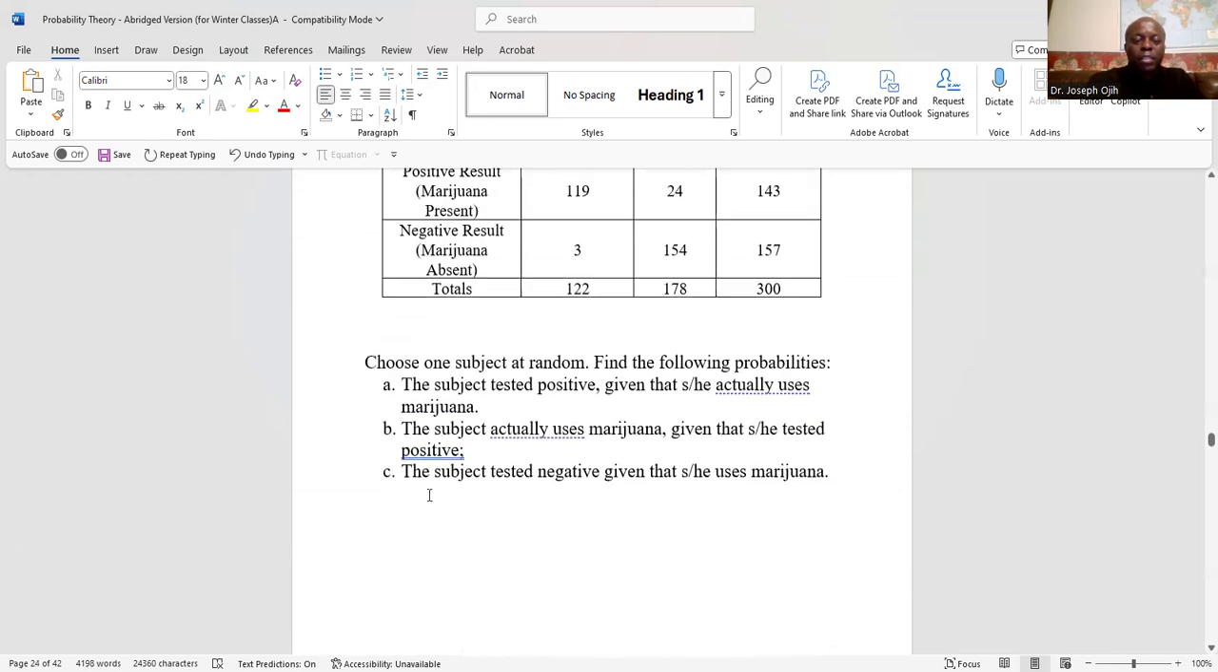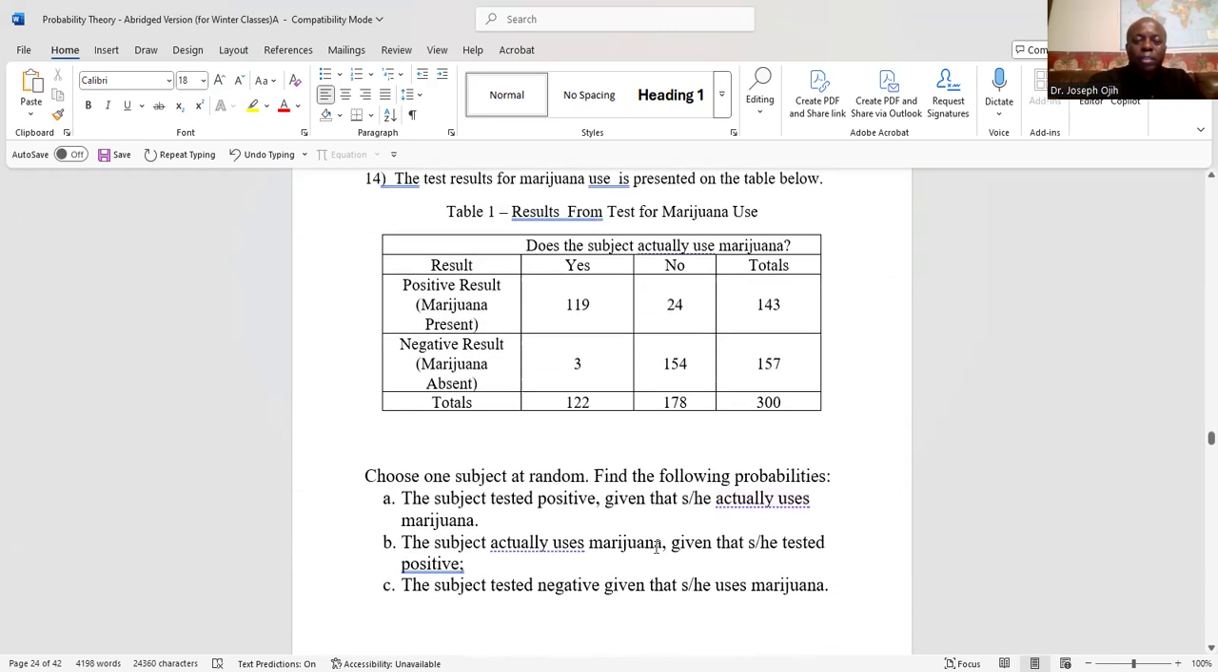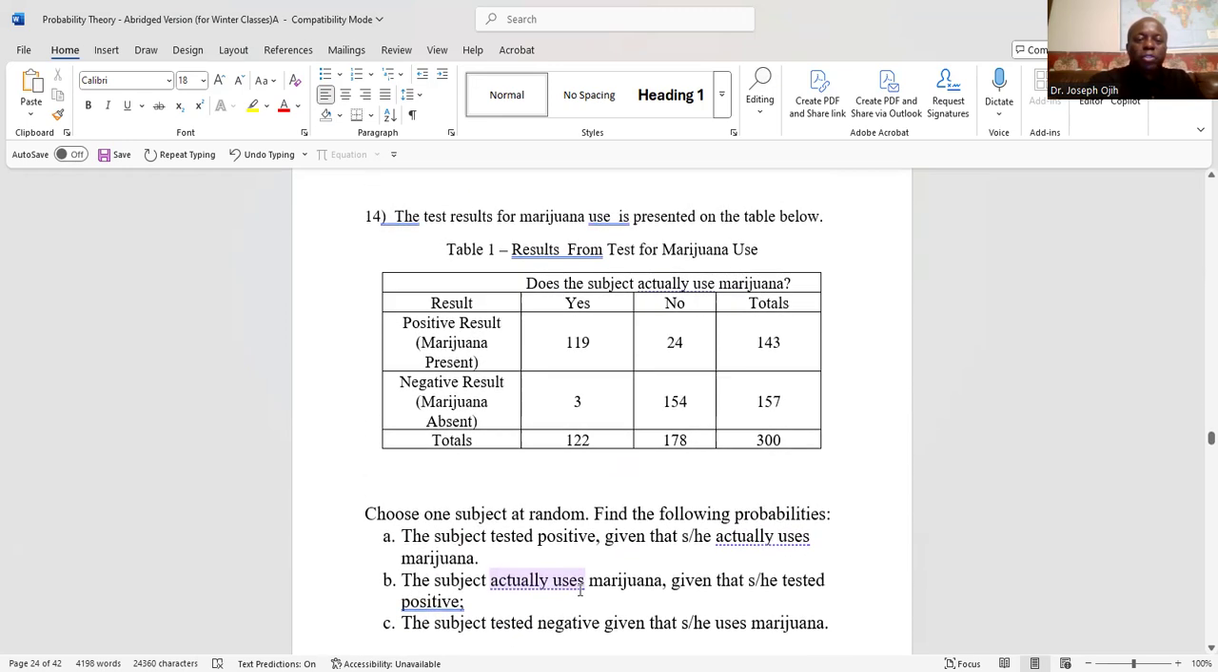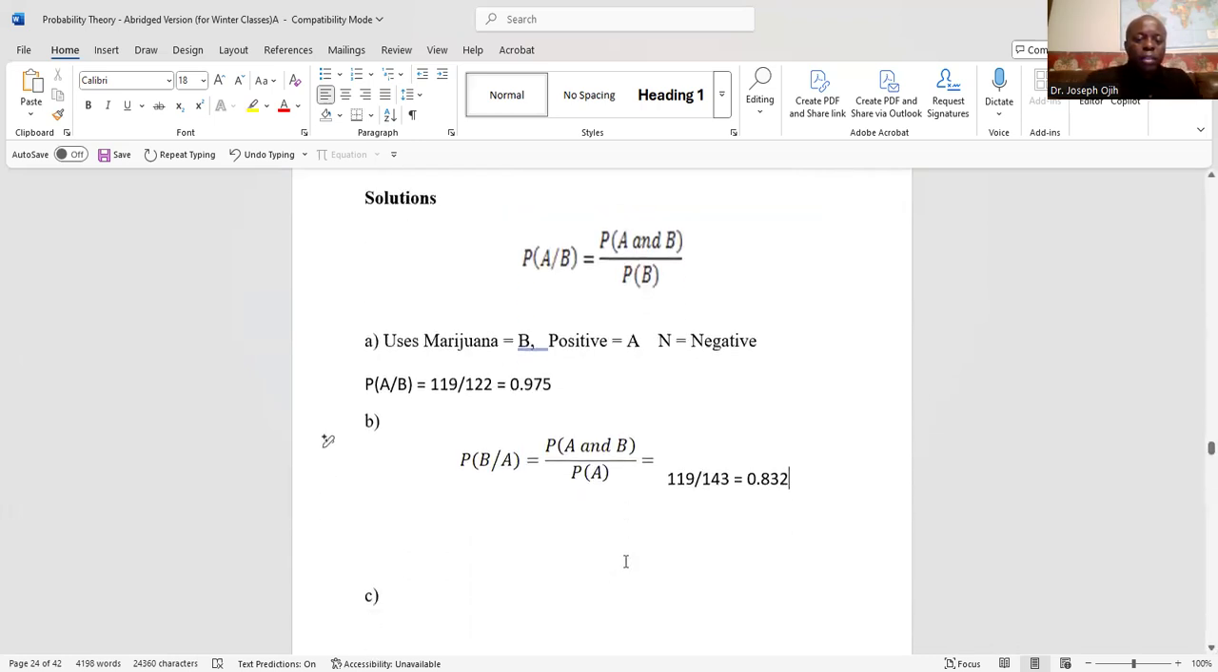Now, part C, try part C at home as practice, and see if you can get it right. Any question on this before I move on to the next type of question that you see on conditional probability? Any question on that? So good, excellent, no question. Now let us go to this type of question.